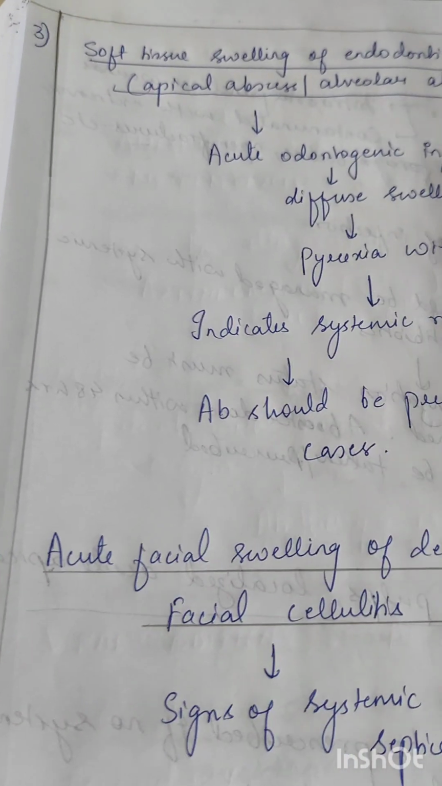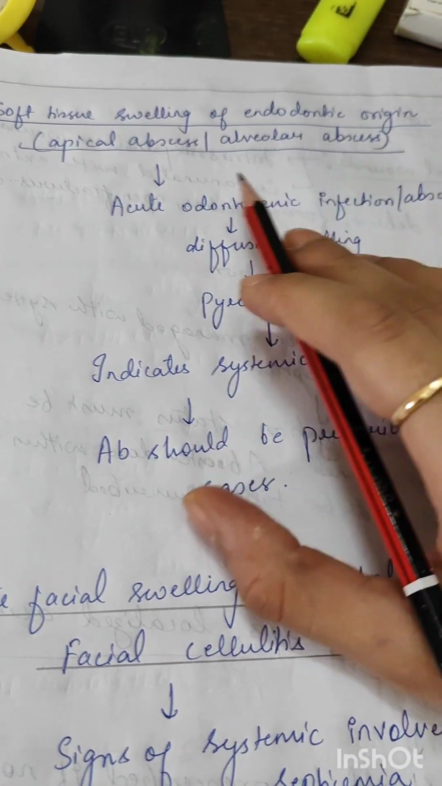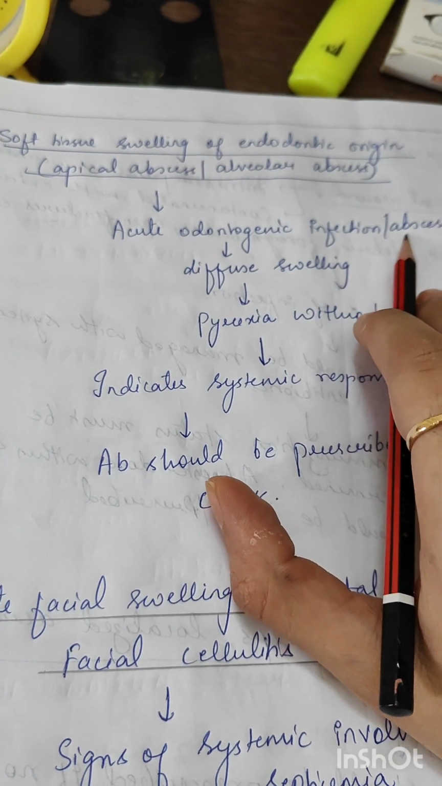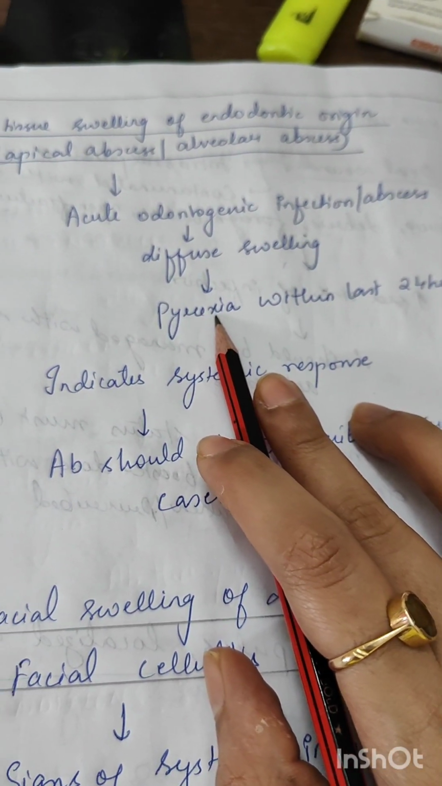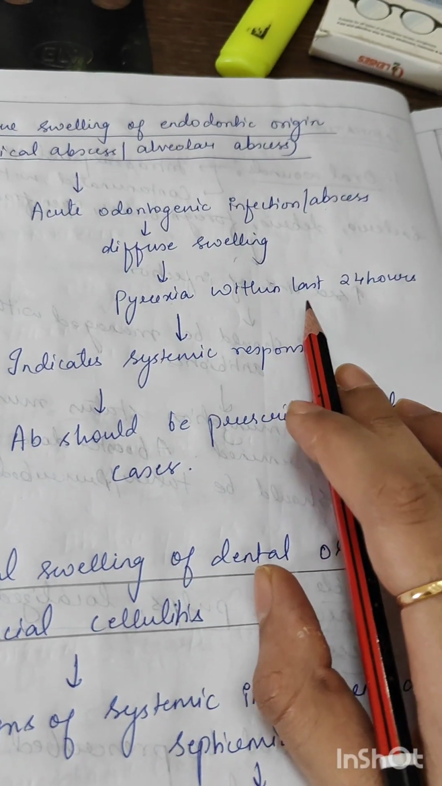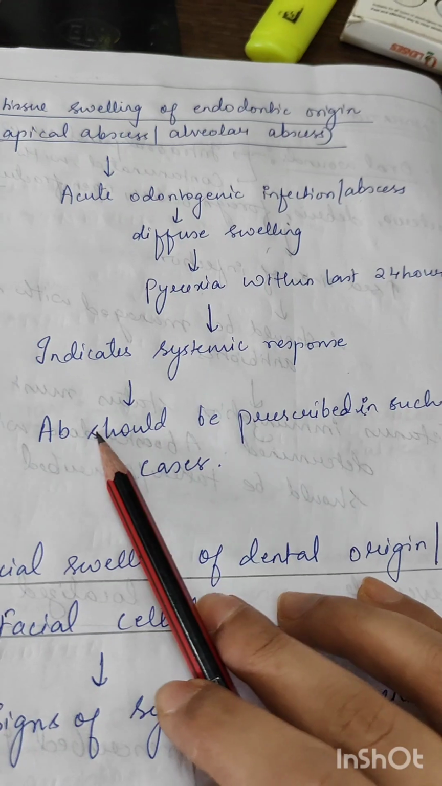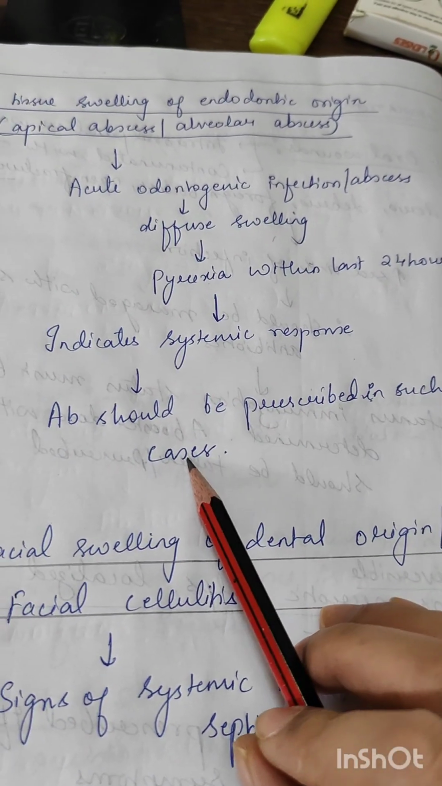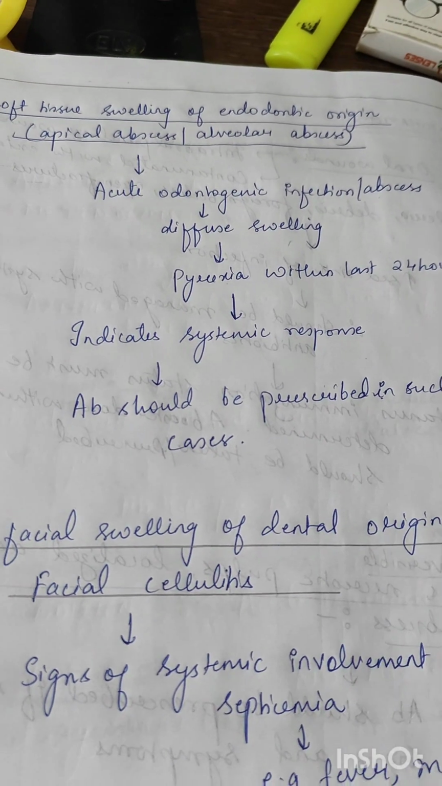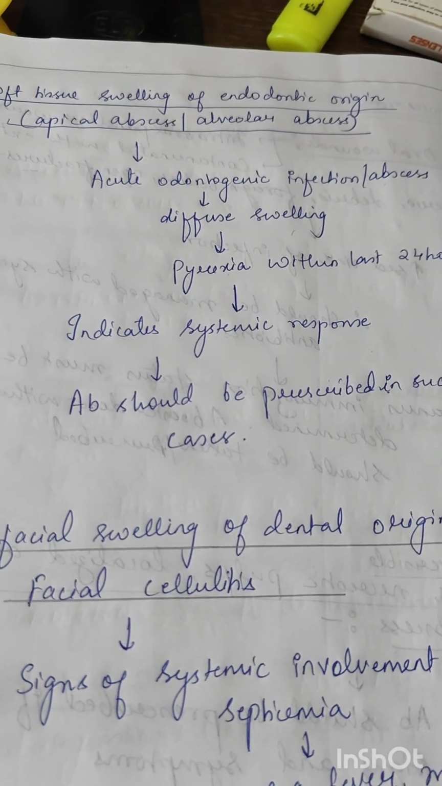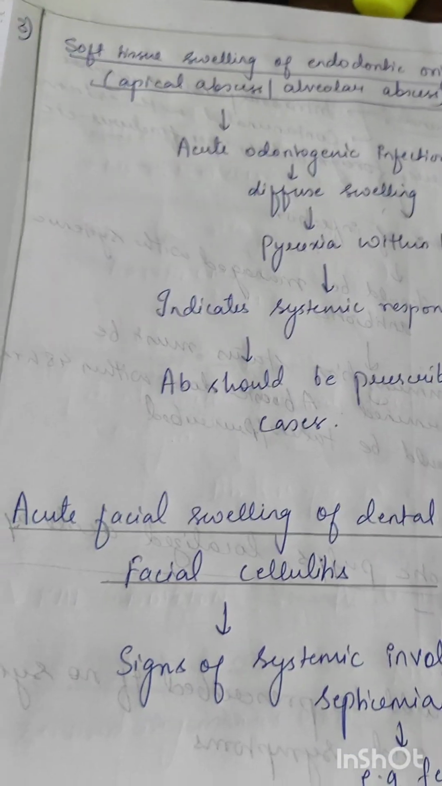In cases with soft tissue swelling of endodontic origin, apical abscess or alveolar abscess, acute odontogenic infection or abscess where there is diffuse swelling and pyrexia, that is an increase in body temperature, within the last 24 hours, it indicates a systemic response. Antibiotics should be prescribed in such cases. You understood? In cases of localized infection, pulpal necrosis, we are not giving antibiotics, but when a systemic condition is involved, then an antibiotic prescription is given.